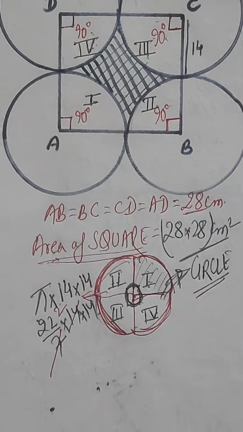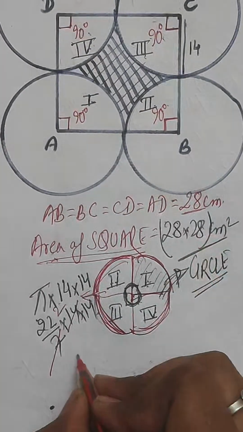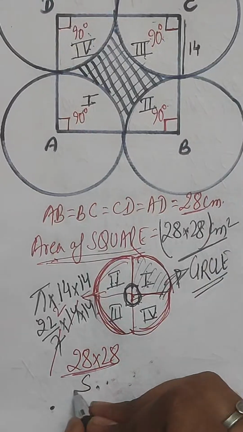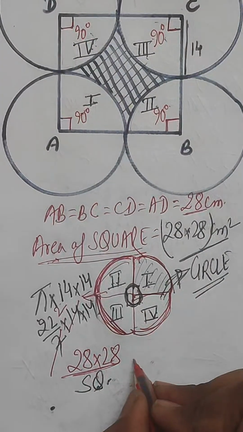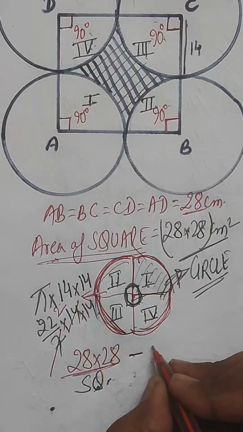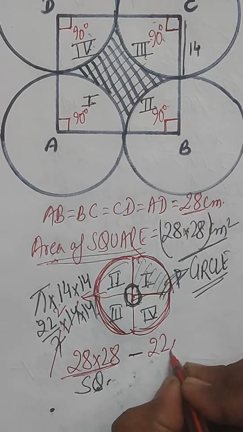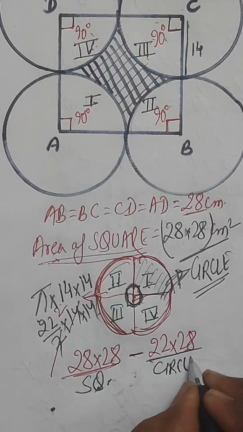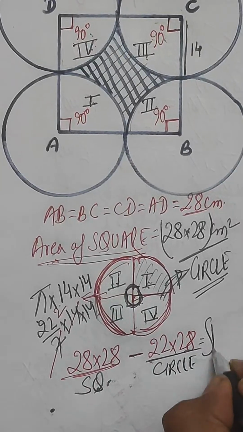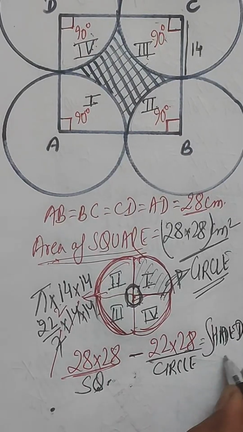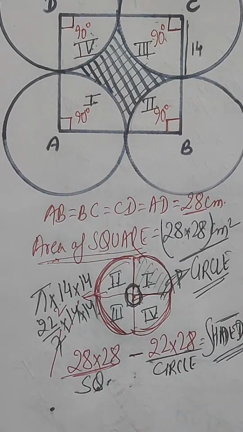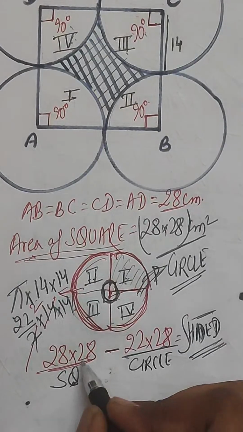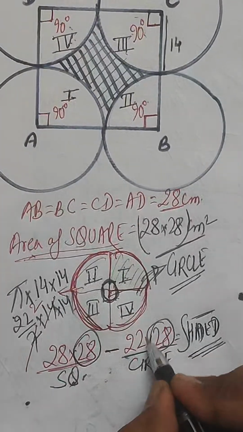The area of the square was 28 into 28. This was the square area, and subtract from here the area of this circle. What is the area of this circle? This is 22 into 28, and this will give you the shaded area, isn't it? Now, here 28 can be taken as common from both, right?